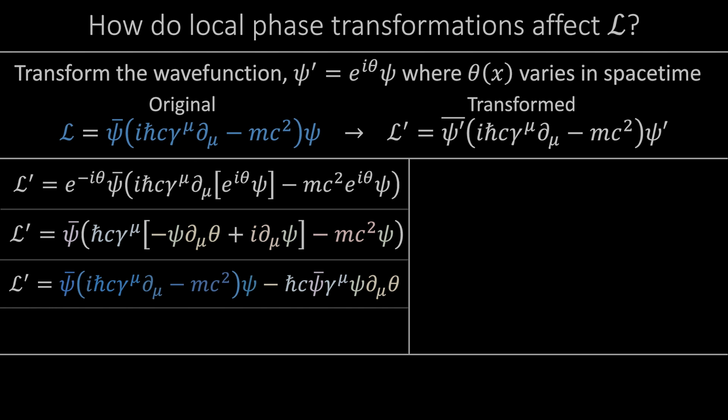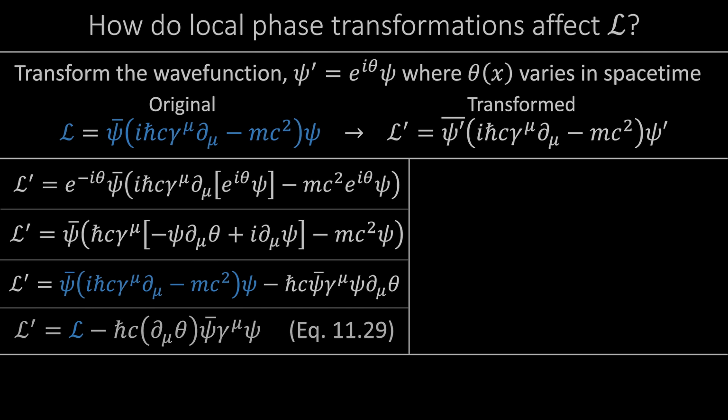Look at that left term. Psi bar i h bar c gamma mu partial mu minus mc squared psi, that is the original Lagrangian. Wow. And so that means that the transformed Lagrangian is our original Lagrangian minus h bar c partial mu theta psi bar gamma mu psi.